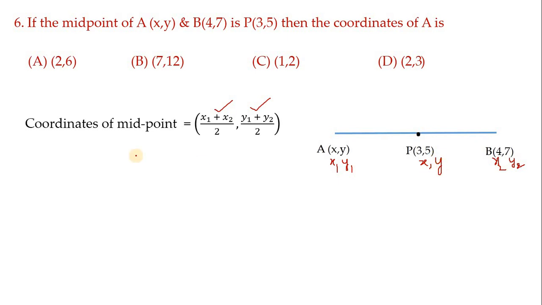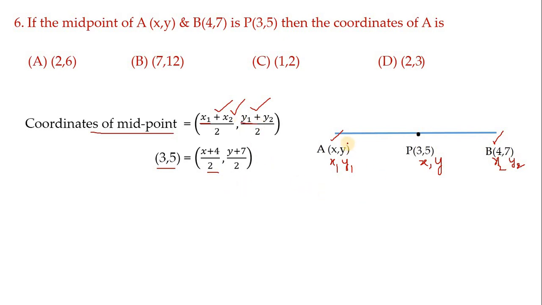Substitute the values, children. The place of coordinates of midpoint, x comma y values 3 comma 5 you take. Now x1 means how much? That is x itself. So x2 means how much? That is 4, and 2 you write as it is. Next, children, so y1.